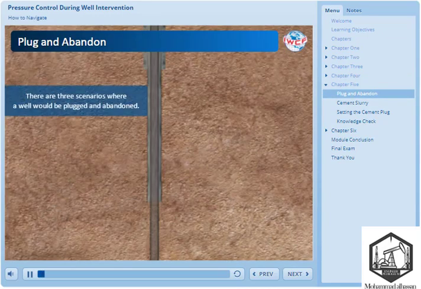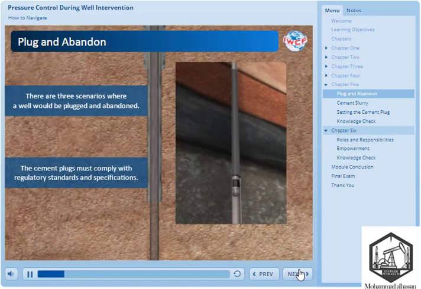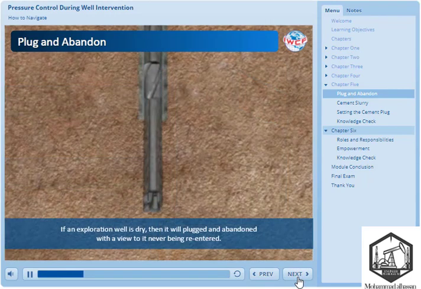There are 3 scenarios where a well would be plugged and abandoned, and they all have one thing in common. The cement plugs must comply with regulatory standards and specifications. 1. If an exploration well is dry, which means there is no significant show of hydrocarbons, then it will be plugged and abandoned with a view to it never being re-entered.